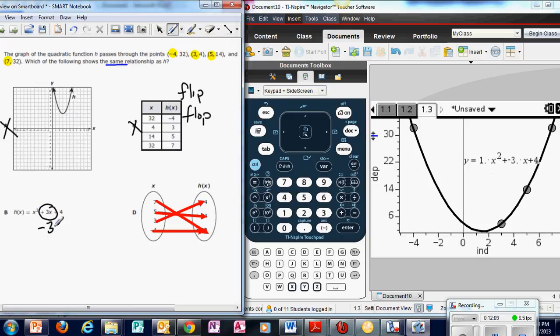So does that look like my answer choice here? Nope, because we just said that's supposed to be a negative 3x. So that's incorrect, and D is our answer choice. Moving on.